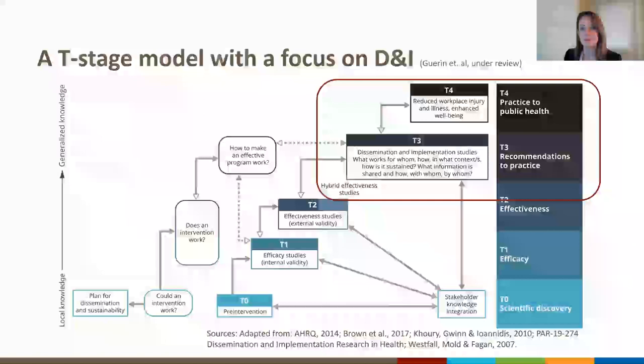So on this slide is a more recent adaptation of the translational pipeline for occupational safety and health. It illustrates the steps in moving research from the discovery phase in T0 to efficacy in T1 to effectiveness research in T2 to dissemination and implementation research in T3 to occupational safety and health practice and impact in the T4 stage. These latter stages are depicted by the red rectangle.